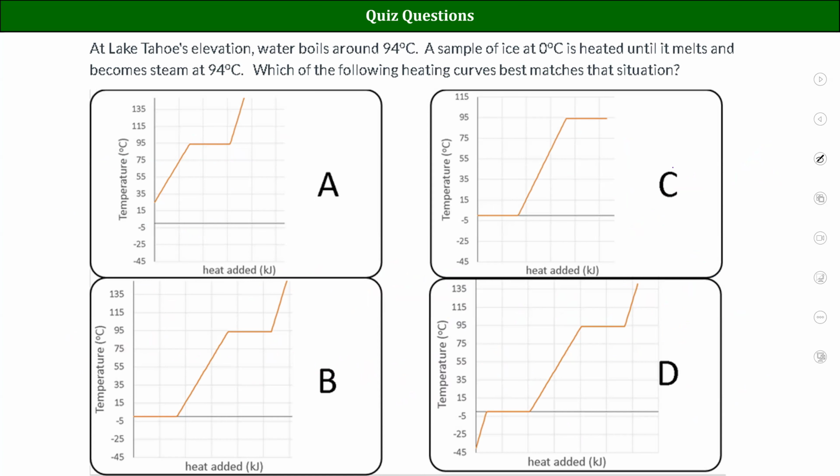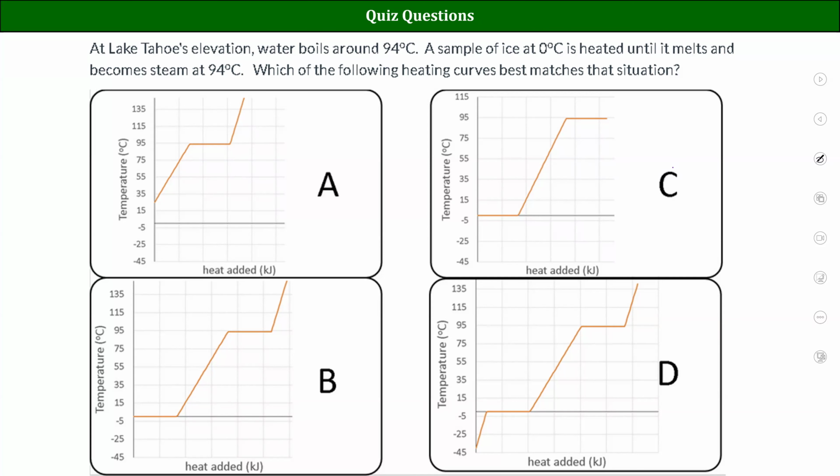Here's another way I can do it. If I give you the heating curves and ask you to match it to the system I described. At Tahoe, water boils around 94 Celsius because we're at lower atmospheric pressure. If you start with a sample of ice at 0 Celsius and you heat it until it becomes steam at 94 Celsius, which heating curve matches that system?